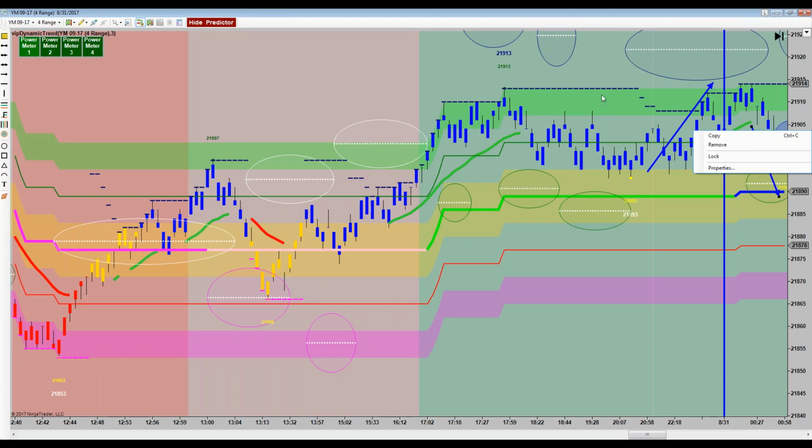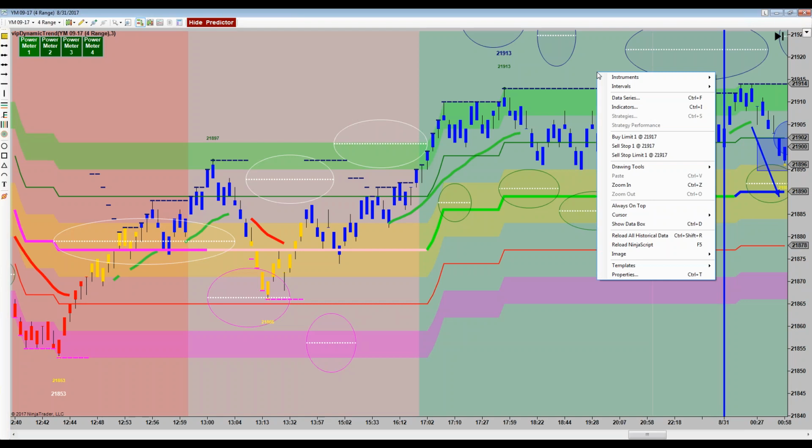You can right-click on your chart. So I'm right-clicking on my chart. You're going to want to do that up here. Now, what type of order are we going to put in for this type of trade? Are we going to put a buy limit order in, a sell stop order, or a sell stop limit? These are your three choices to put an order on the chart: a buy limit, a sell stop, or a sell stop limit.